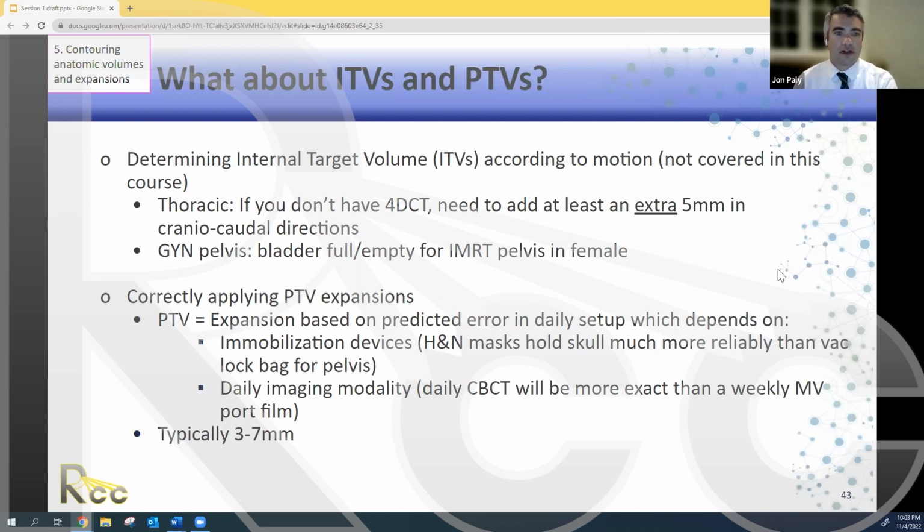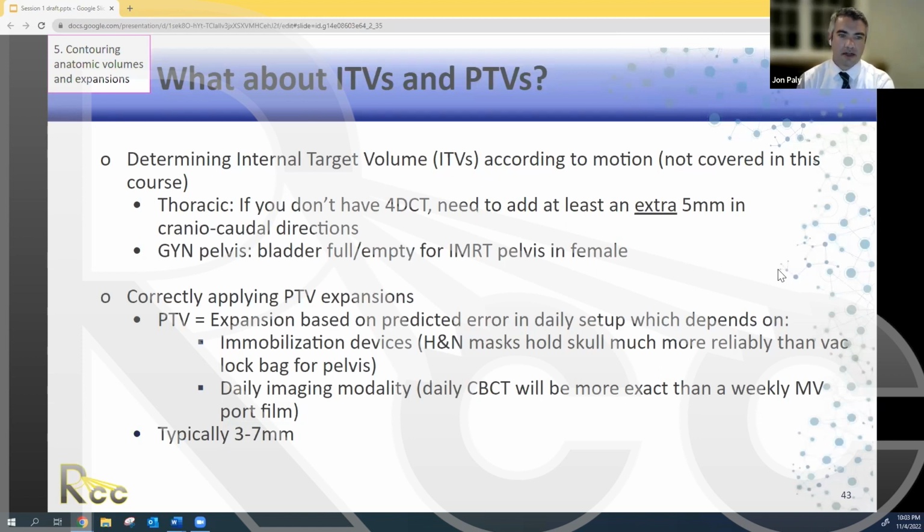Similarly, in the pelvis for GYN cases, post-op, or pre-op, you want to sim with bladder full and empty in order to create an ITV that shows the vaginal cuff or cervix motion and make sure that that's covered as well. So just keeping that in mind for moving targets.